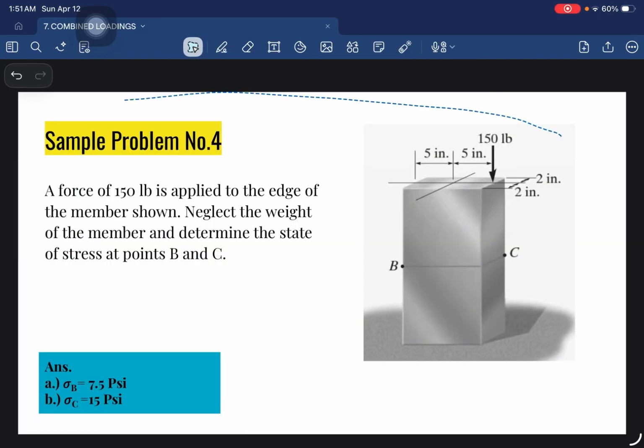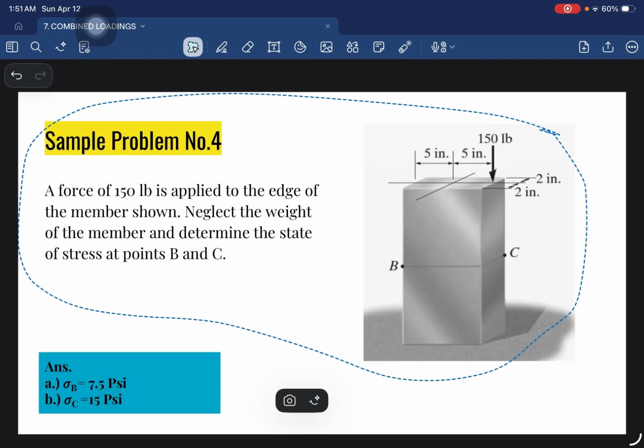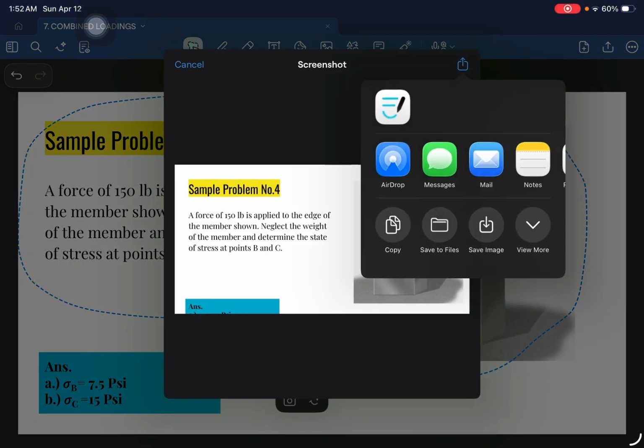Okay, last item. So, let's solve this one.